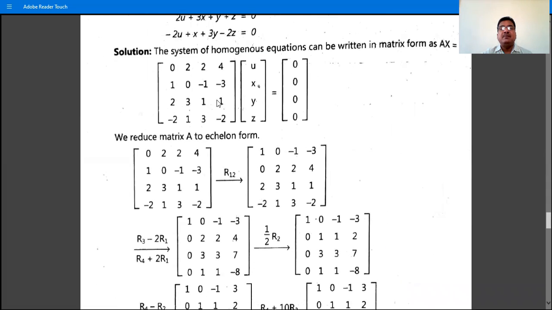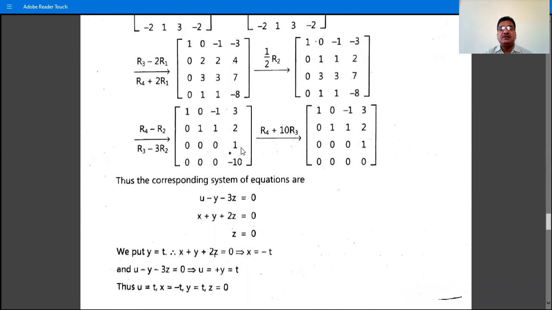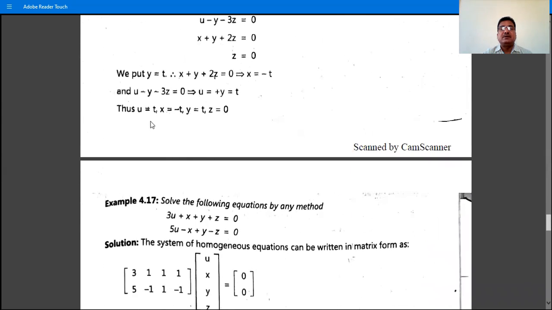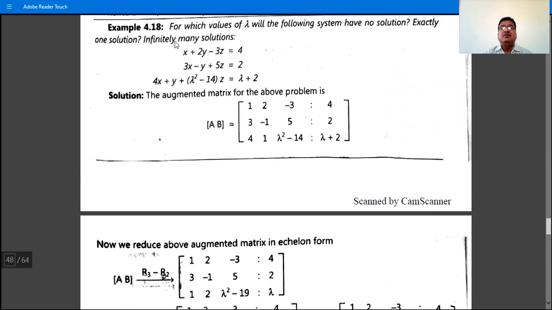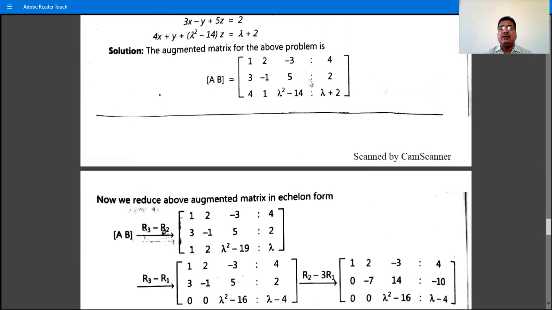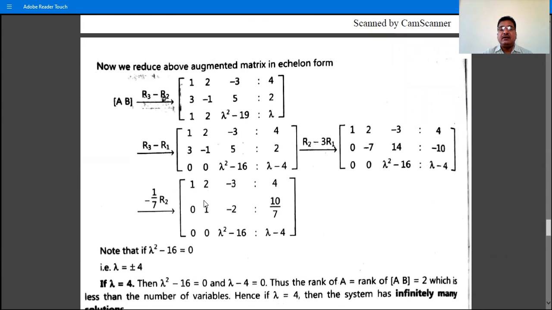Similar problem. This is a homogeneous system. Solve the system. This system has trivial as well as non-trivial solutions. Solve all these problems. For which value of lambda will the following system have no solution, exactly one solution, and infinitely many solutions? This is the given system. Write the augmented matrix as this. Then reduce this matrix to echelon form. This is the echelon form.